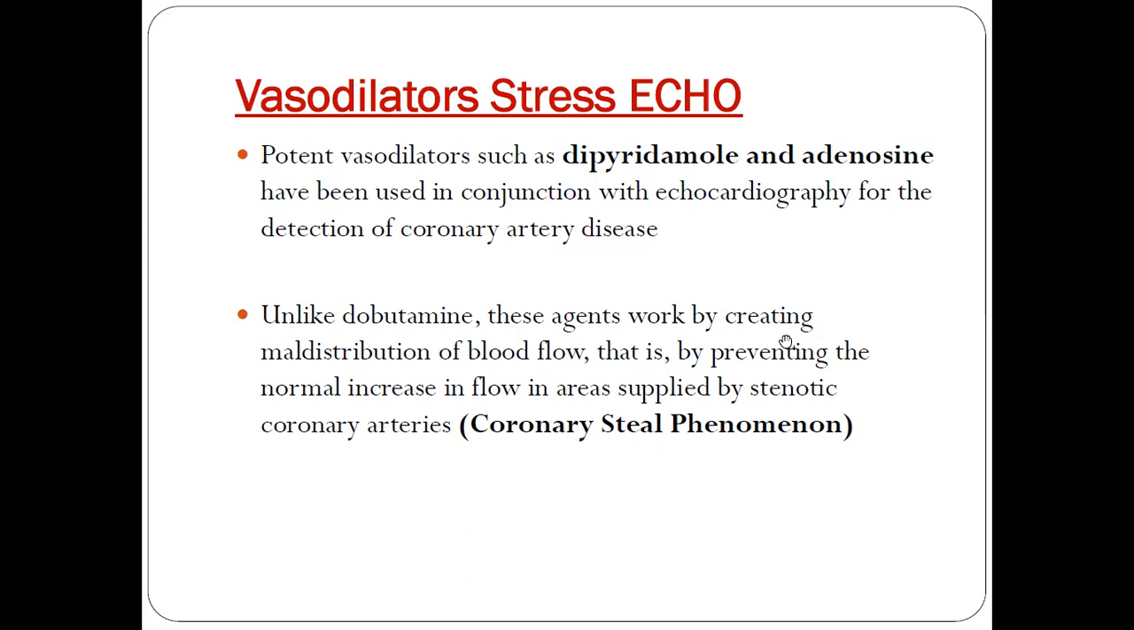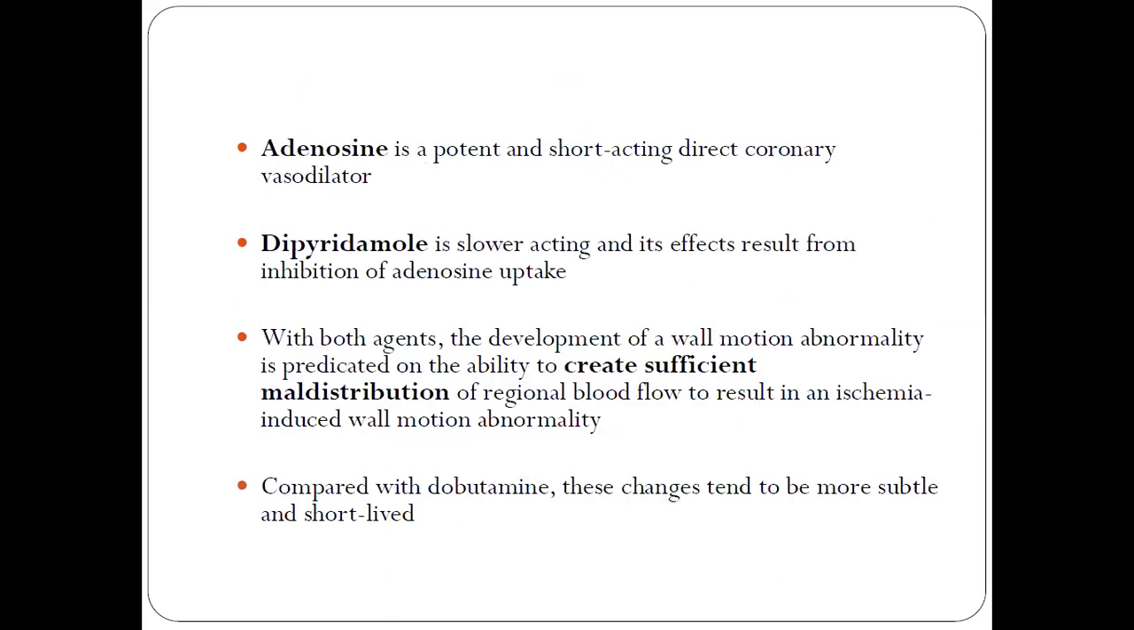These agents create maldistribution of blood flow, by preventing the normal increase in flow in areas supplied by stenotic coronary arteries. So in the stenosed coronary arteries the blood supply will not go there, because in the remaining vessels, due to vasodilation, there is no resistance, and the blood will go into those coronary arteries. So the area of myocardium supplied by the stenotic coronary arteries goes into stress, and because of the stress we check the response as you have seen in the dobutamine stress.